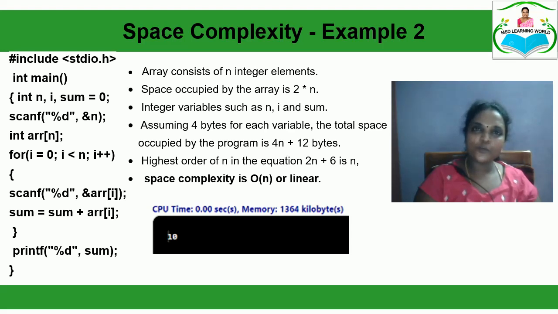So the total amount of storage space taken by this program is 2n plus 6. The 6 is nothing but here you have 3 variables, so 3 into 2 is 6, so 2n plus 6. However, whenever we calculate the complexity of an algorithm, we always use the additive rule. That is, we add up all the spaces allocated by each and every variable, and then finally we take the highest order of the equation. So here with 2n plus 6, the highest order of the equation is n. So the space complexity of this program is order of n, which is linear space complexity.